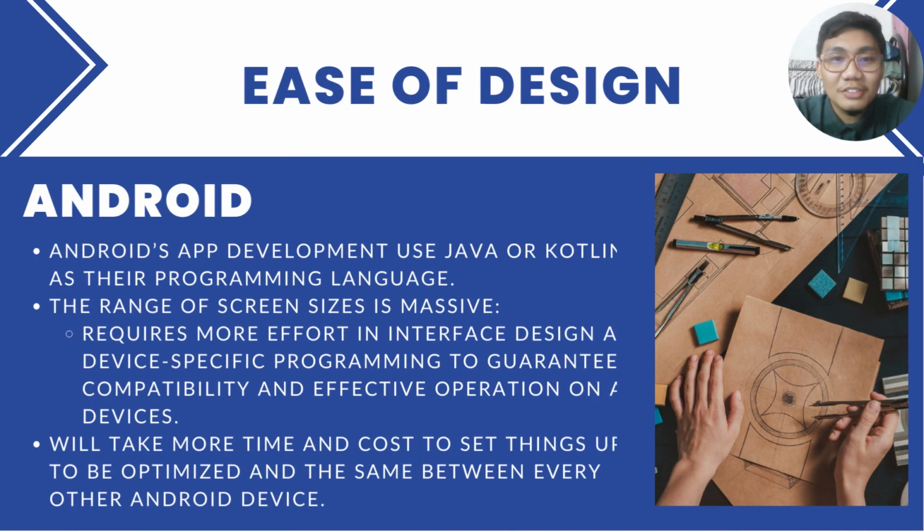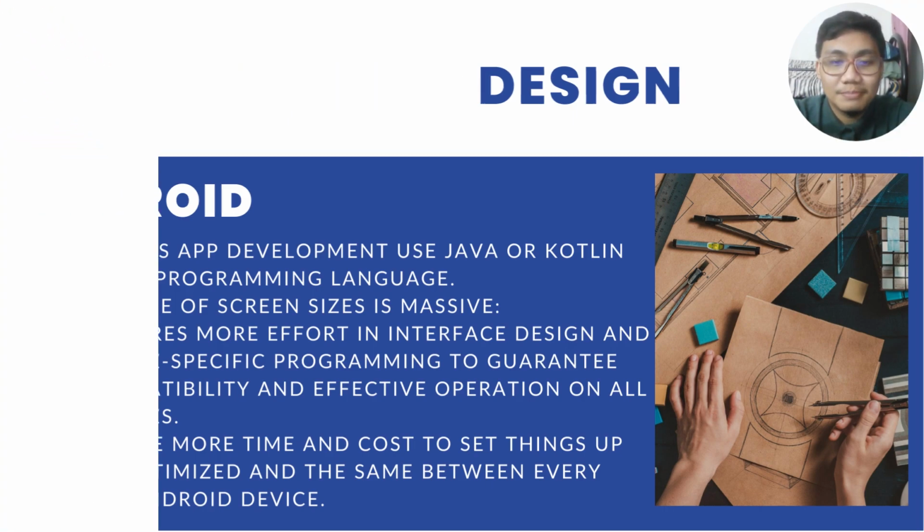Moving on to the ease of design for Androids. In terms of ease of design, Android app development tends to use Java or Kotlin as the programming language. For Android devices, the range of screen sizes is massive. This means Android requires more effort in interface design and device-specific programming to guarantee compatibility and effective operation on all devices. Thus, we can say that it will take more time and cost to set things up to be optimized and the same between every other Android device.